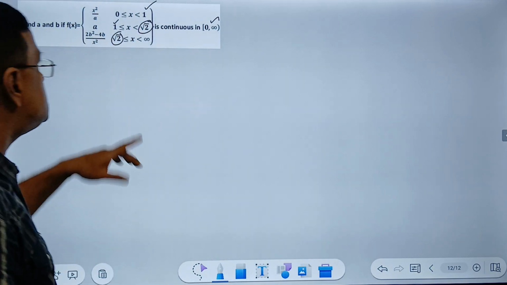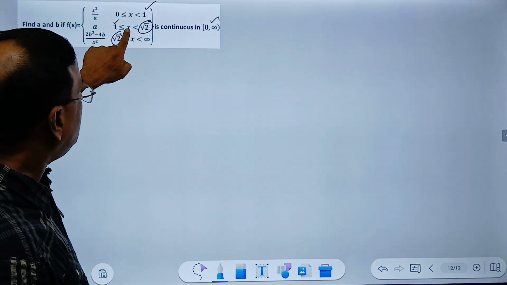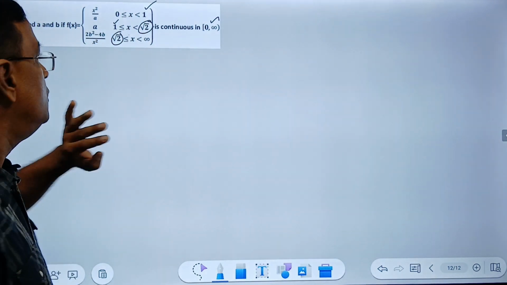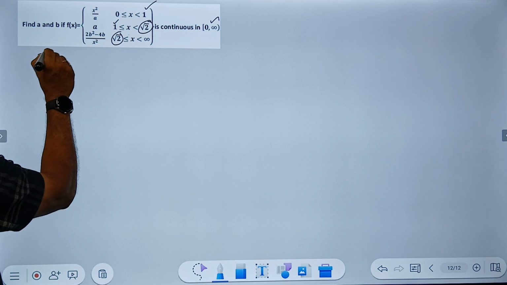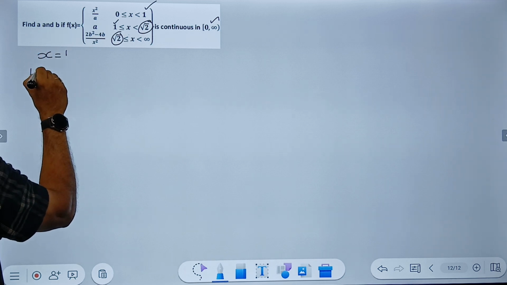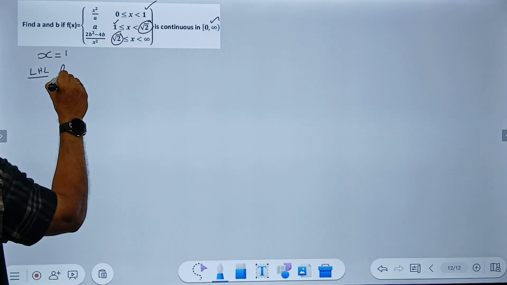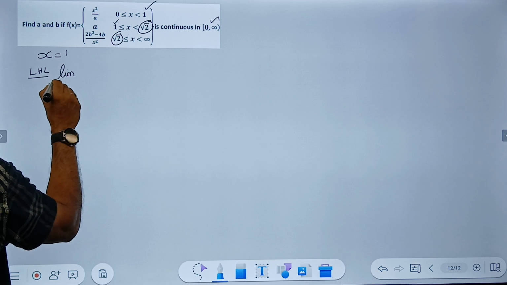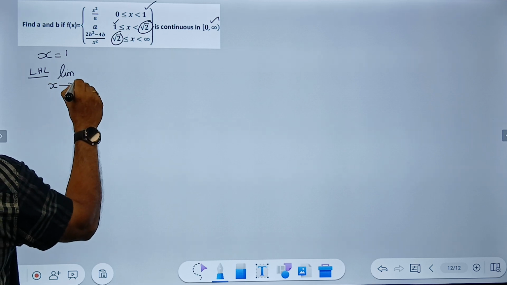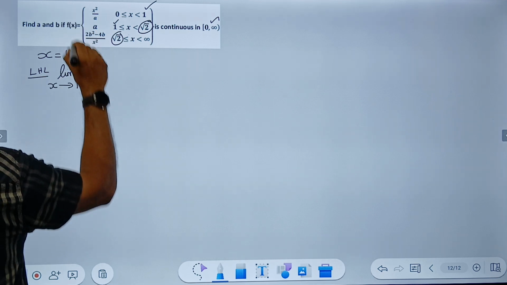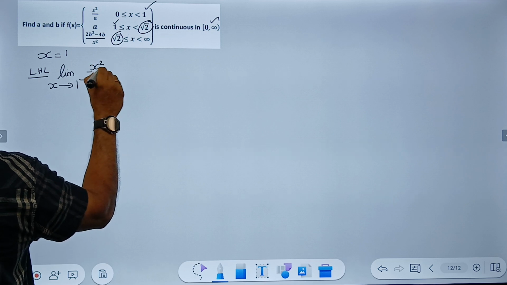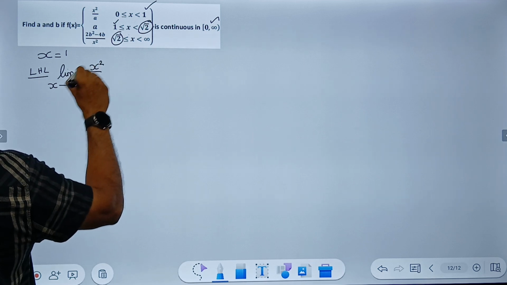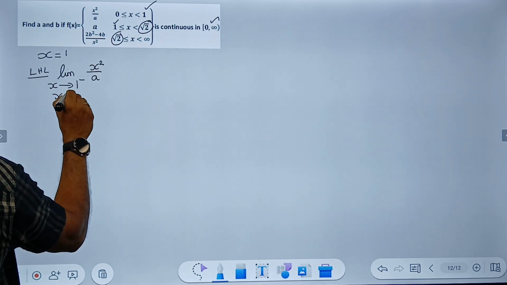Why? That is where you have x less than 1 and you have x greater than 1. So first let's talk about x is equal to 1. And I'll talk about left hand limit. What is left hand limit? Limit x approaches to 1 minus, what is f of x? X square by a. Apply the limit, direct substitution. This is x is less than 1, right?